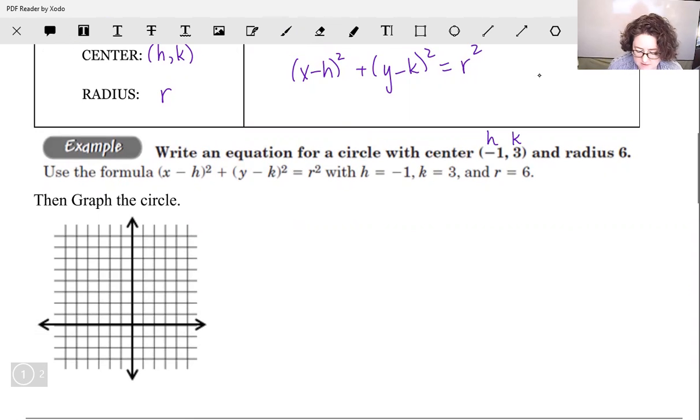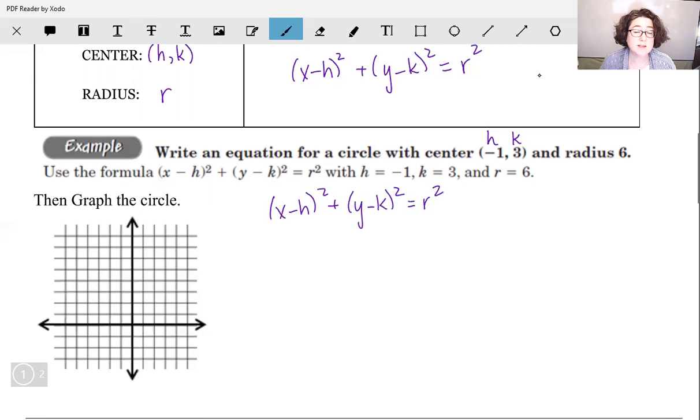So starting with your generic formula, X minus H, and you do have it written down in there. But again, if you're not using a printed version of your notes, I'd go ahead and write this out completely with the equation. So let's just plug things in. We're going to plug in H is -1, K is a +3, and our R is a 6. And then we're going to go ahead and simplify everything.